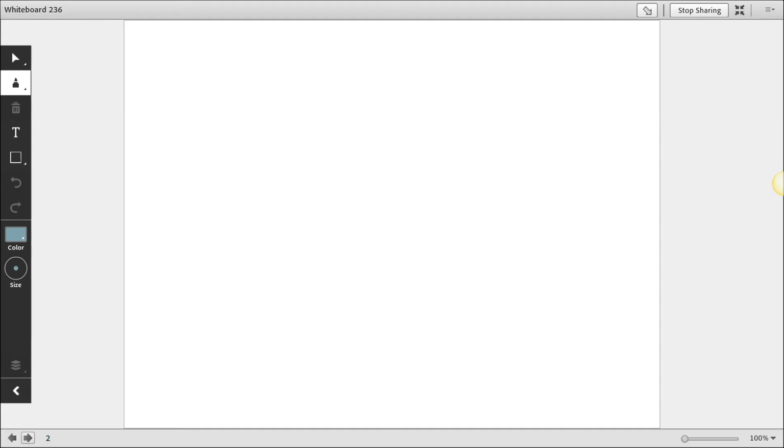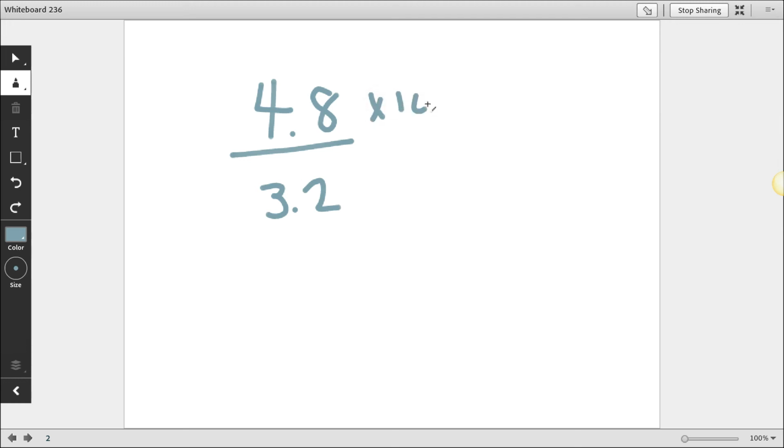And here's another example. Let's say we had 4.8 over 3.2, and you are asked to simplify. Well, what do you have to do? In order for a fraction to be simplified, the numerator and the denominator have to be a whole number or an integer. So to make these integers, I've got one decimal place, so I'm going to multiply the top by 10 and the bottom by 10. You have to multiply by the same number.